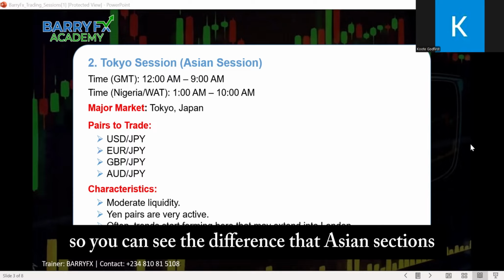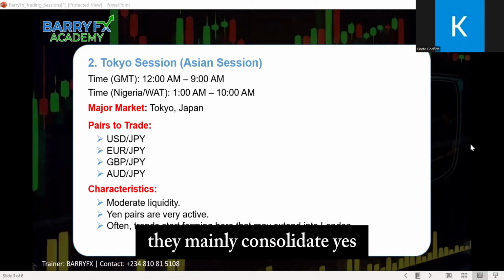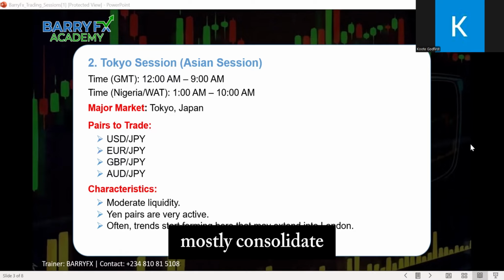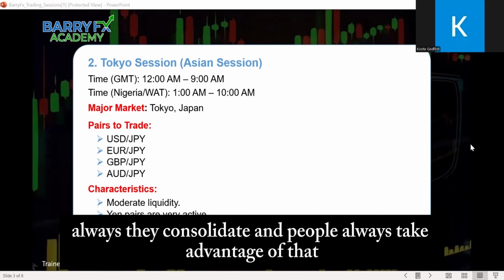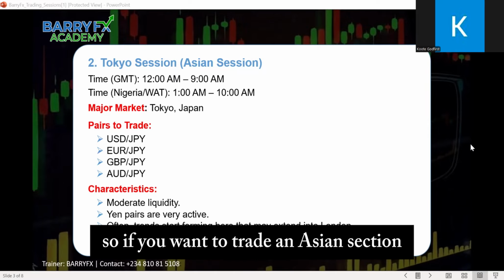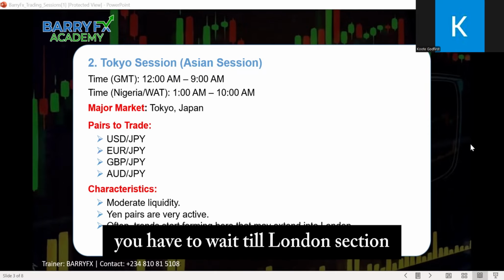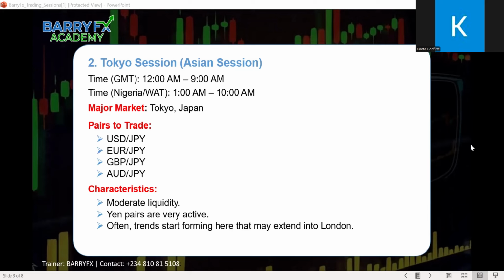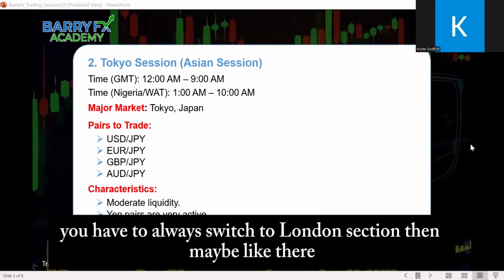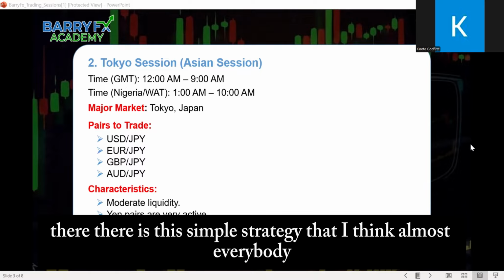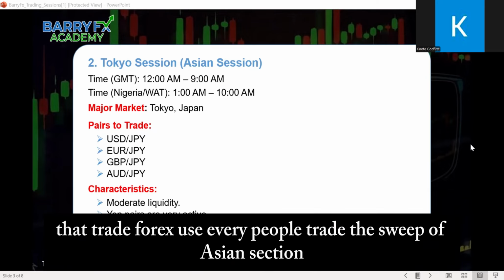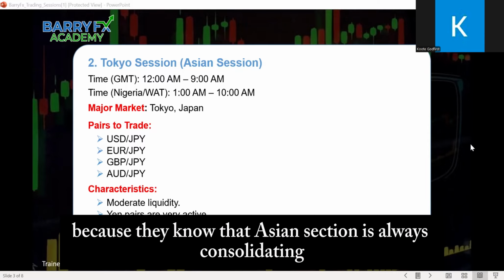Asian sections mainly consolidate, mostly, always. They consolidate, and people always take advantage of that. So if you want to trade an Asian section, you have to wait till the London section. There's this simple strategy that I think almost everybody that trades Forex uses. People trade the sweep of the Asian section because they know that the Asian section is always consolidating.